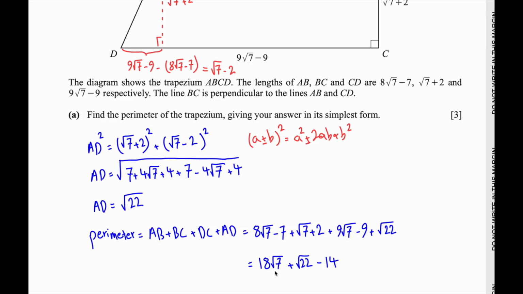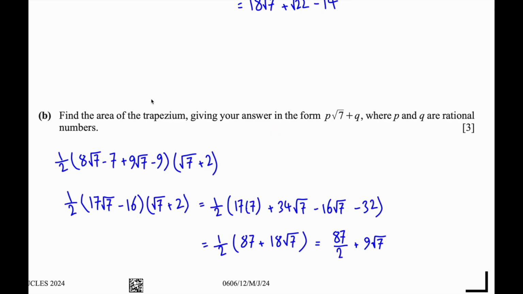That would add up to 18 square root of 7 plus the square root of 22. And these three guys is nothing but negative 14. And that's the perimeter. In part B, I have to find the area of the trapezium, giving my answer in this form where P and Q are rational numbers.